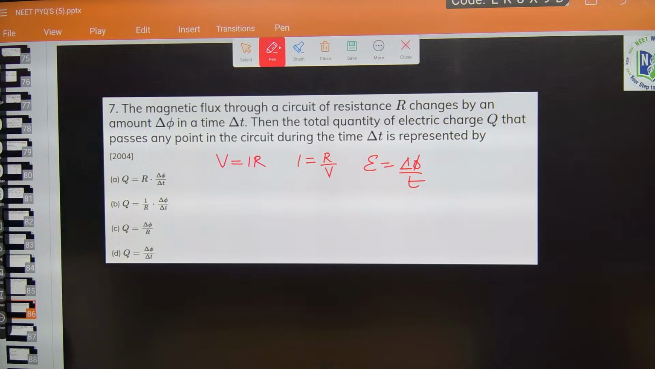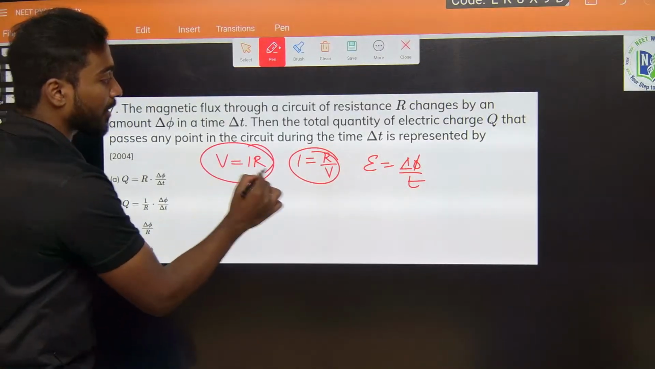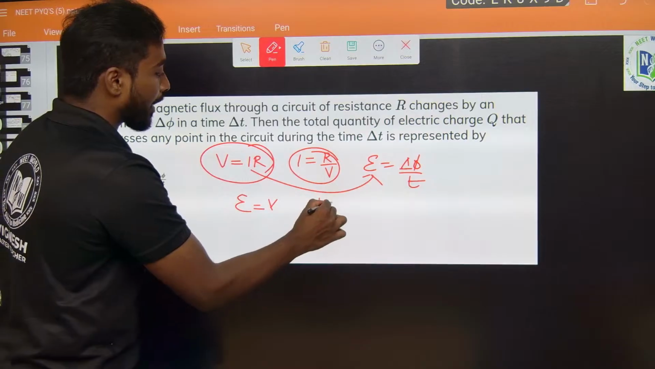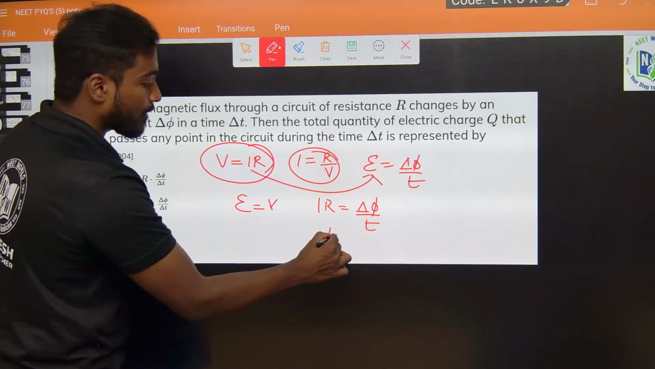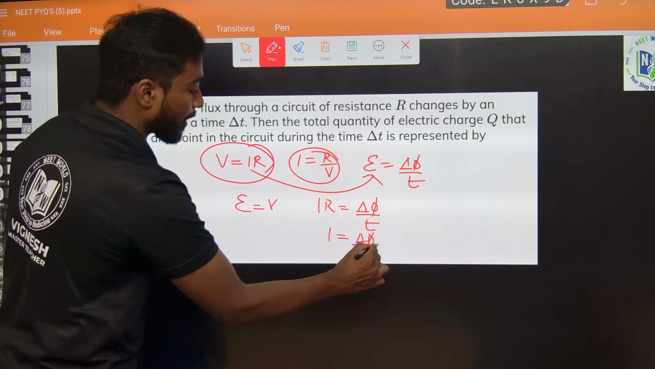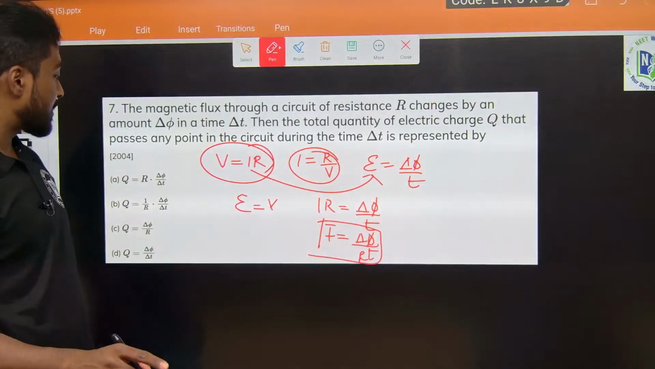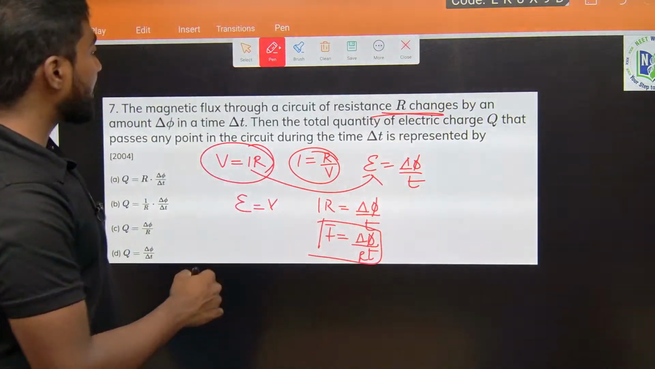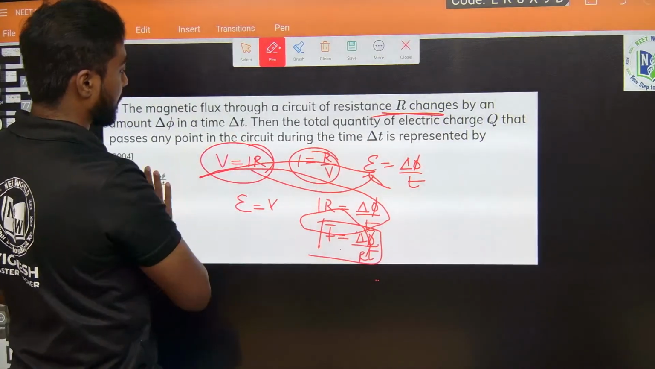By not using this also, I can take this and substitute here, both are the same, E is equal to V. So IR is equal to delta phi by T, where I is equal to delta phi by R into T. This one I will keep as it is. Now they are asking about the charge. They have given the resistance, they have not talked about the current, so current I'll keep as it is. I'll write once again.